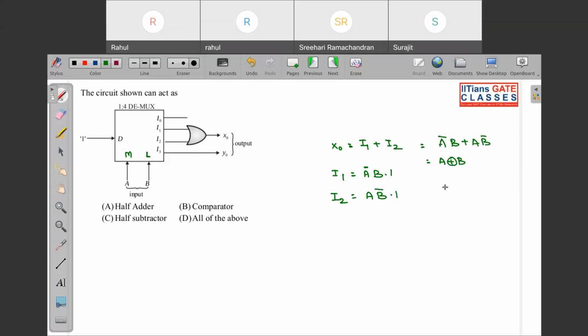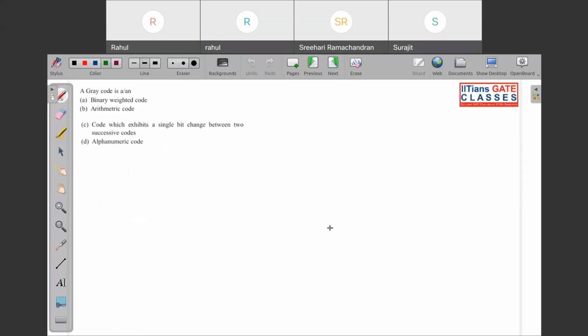So that is A XOR B. And Y naught is equal to I3, which is AB into 1, so Y naught is equal to AB. So from the question, you can see that this is going to act as your half adder. Okay, so option A is correct.